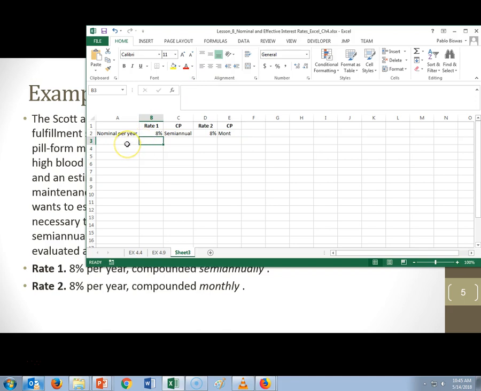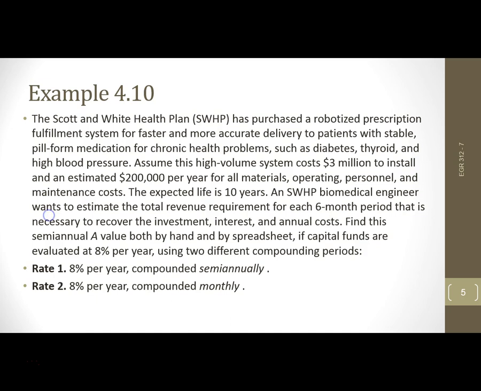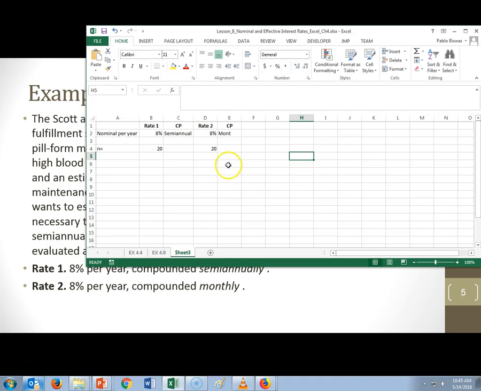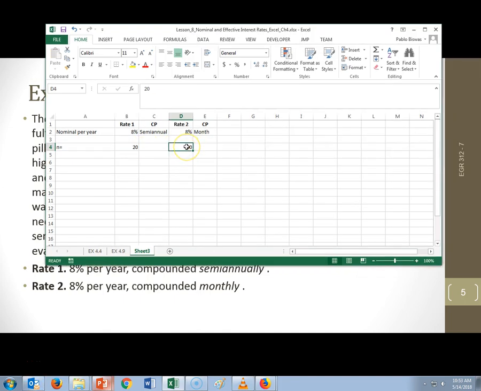Alright, so the number of periods, the N in this case, is 20. This is also 20. Where did 20 come from? Expected life of 10 years. So 10 years means 2 semi-annual periods per year, 20, and for the monthly case this is also 20.